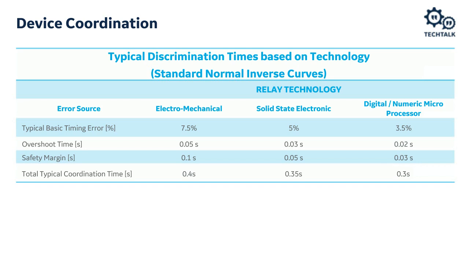And then there's the issue of a safety margin. So a safety margin is just a margin to ensure we're safe. And so this safety margin is also where we'll include things like the breaker operate time. So we'll account for the breaker operate time there. And so typical coordination times then come to something like 400 milliseconds for an electromechanical relay or 300 milliseconds for a microprocessor relay.